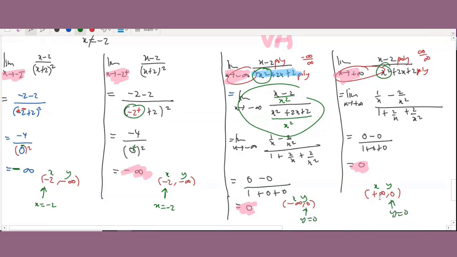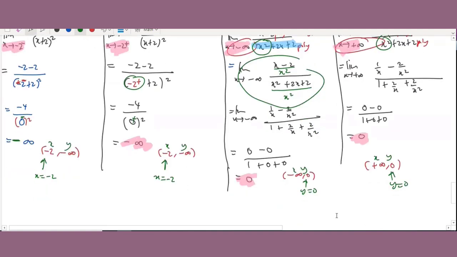This one considers x going to infinity, so this is the horizontal asymptote. So for this function, the vertical asymptote is x equals negative 2, and the horizontal asymptote is y equals 0. So that is the answer for 12e.